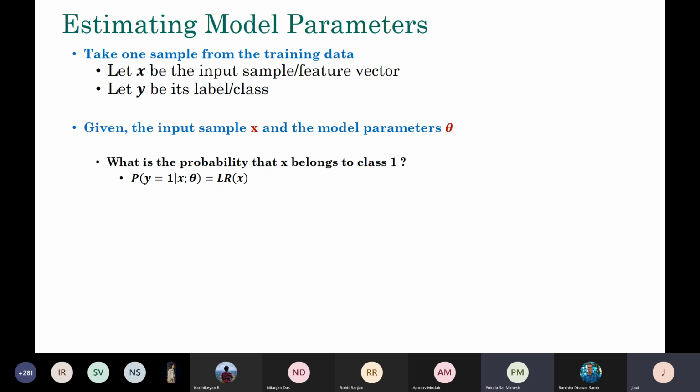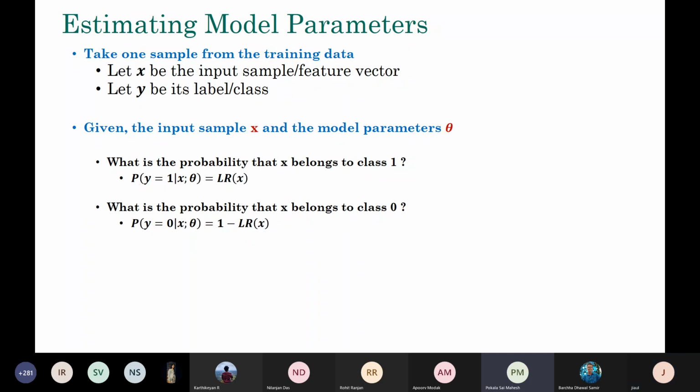Now, what is the probability that X belongs to class 0? The other class, you have a two-class classifier. So if it is LR of X for class 1, then it is going to be 1 minus LR of X. Because there are only two classes, you know the probability of the other class. Okay? Well, those are the basics.